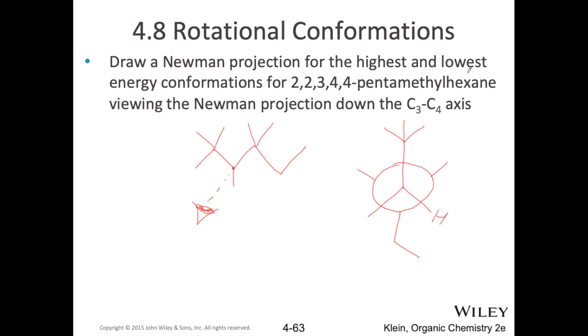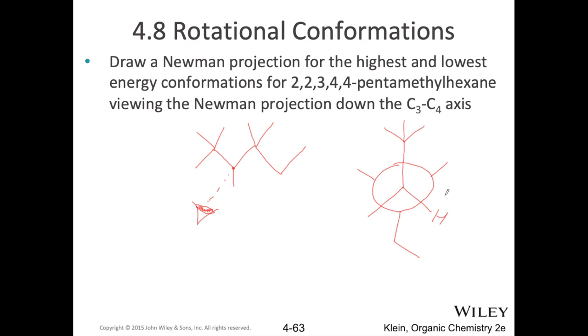So for the lowest energy conformation, you probably want your bulkiest groups away from each other, which again seems to be what we've done. We've got this tert-butyl group on our front carbon, and it's at 180 degrees. It's anti to this ethyl group. So this is actually probably our lowest energy conformation. Our largest groups are anti to each other. You're obviously going to have some gauche interactions here, but those can't be helped.